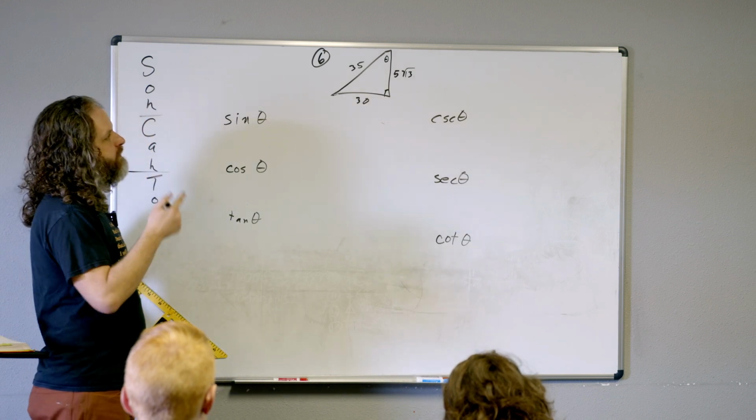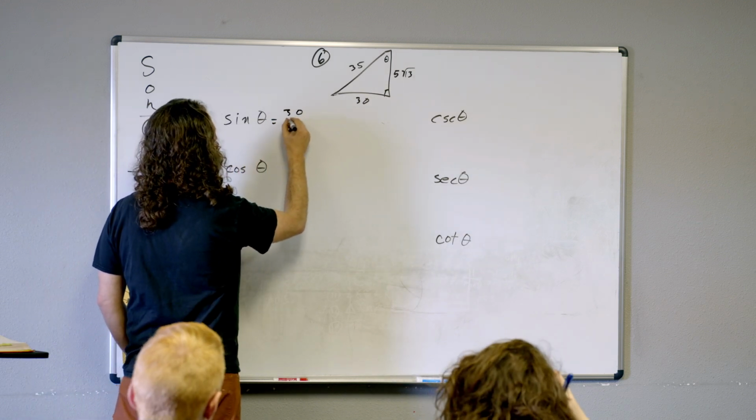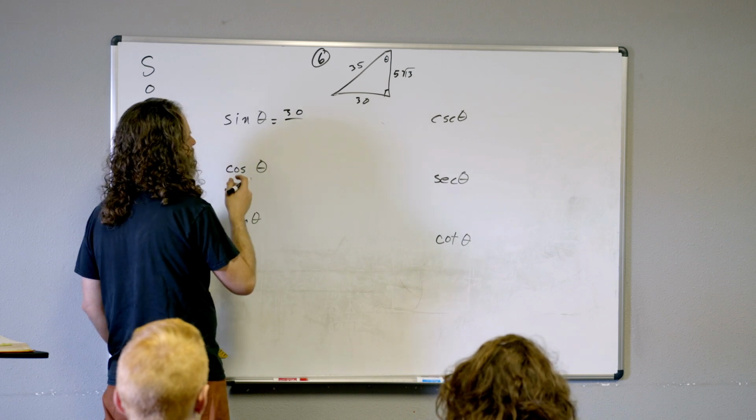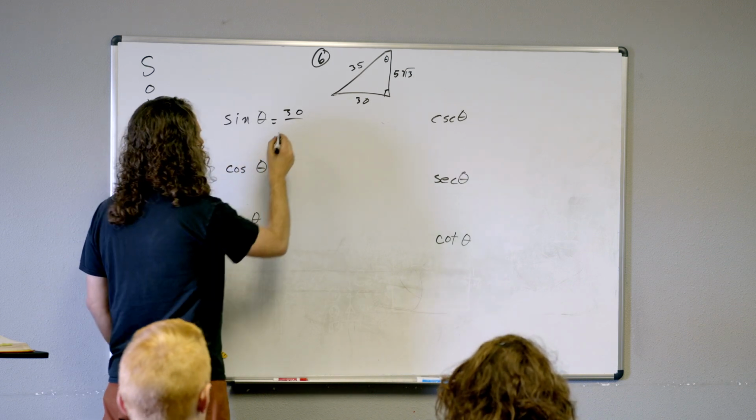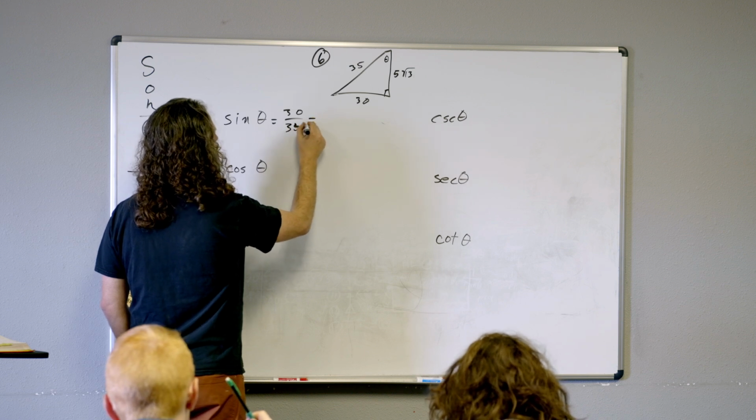So, what's opposite of the angle? 30. And what's the hypotenuse? 35. Does that reduce? Yes.